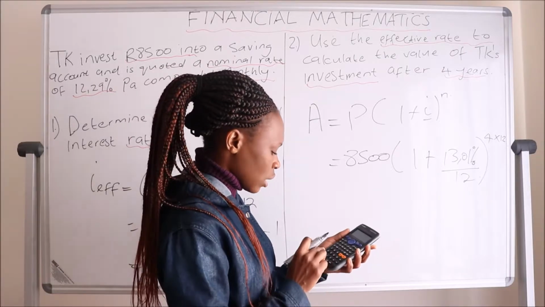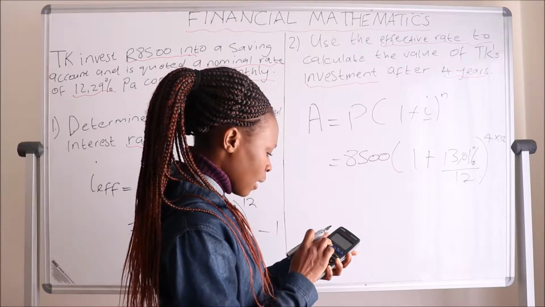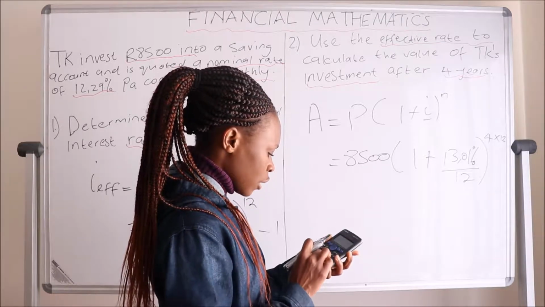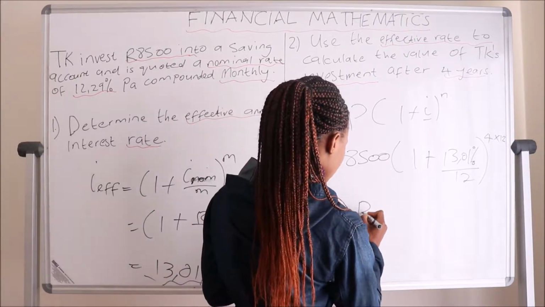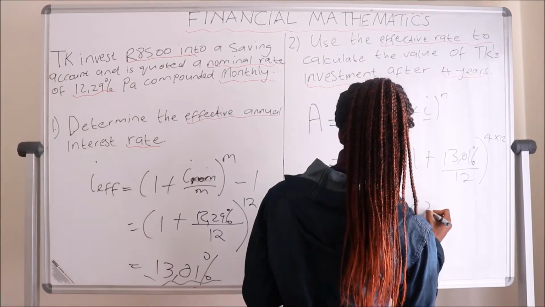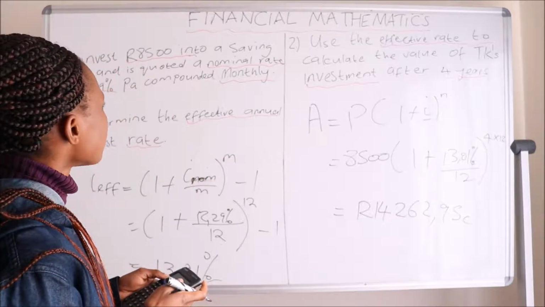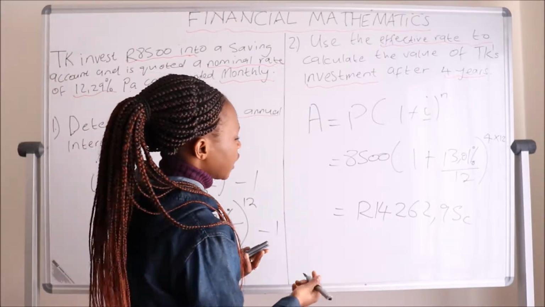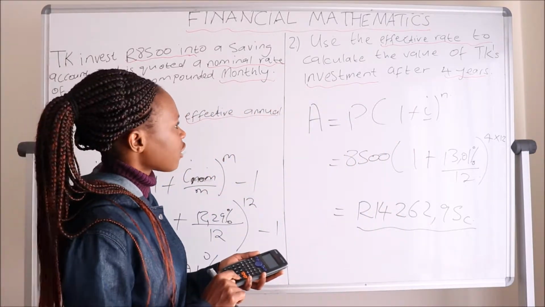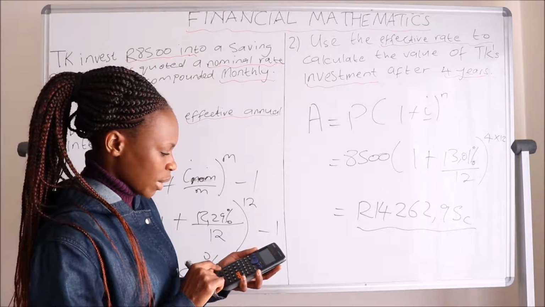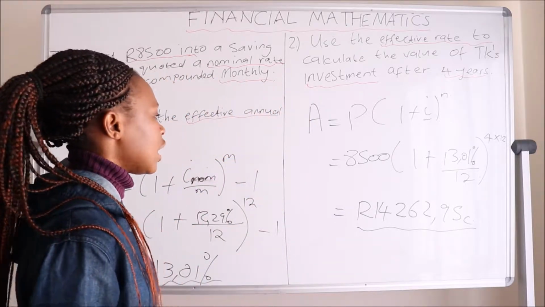So just punch that into a calculator. It will be 8,500 into (1 plus 13.01% divided by 12) to the exponent of 4 multiplied by 12, which gives 14,262.95. So after 4 years, after making an investment of 8,500, TK will have 14,262 in his account. Let's check how much he would have made from that: he would have made 5,762 from the original investment.